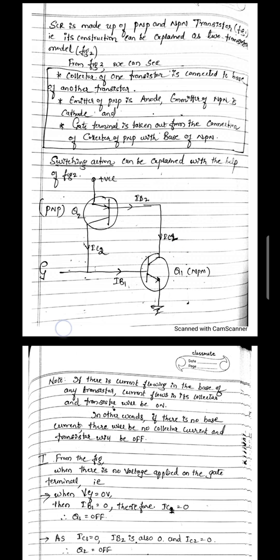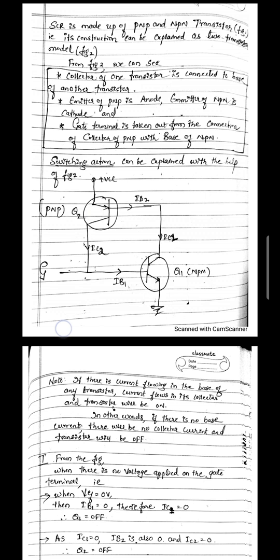As IC1 is equal to IB2, as there is a connection between these two, IB2 is also present. When IB2 is present, IC2 will be present. When IB2 is flowing, IC2 will also flow. When IC2 is flowing, we say that this transistor is on now. Now Q1 is on, Q2 is also on.